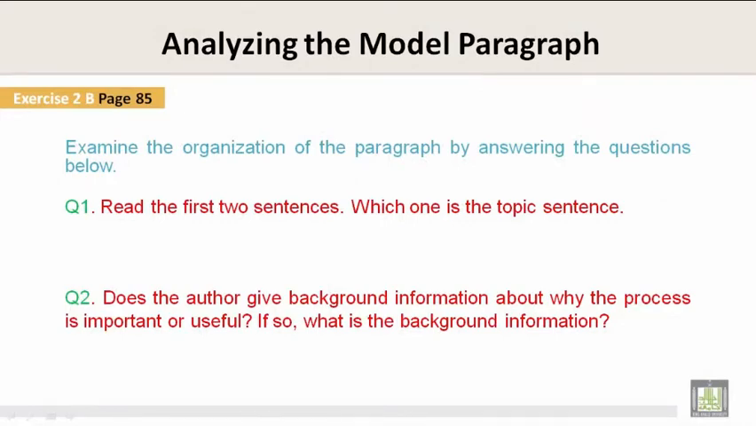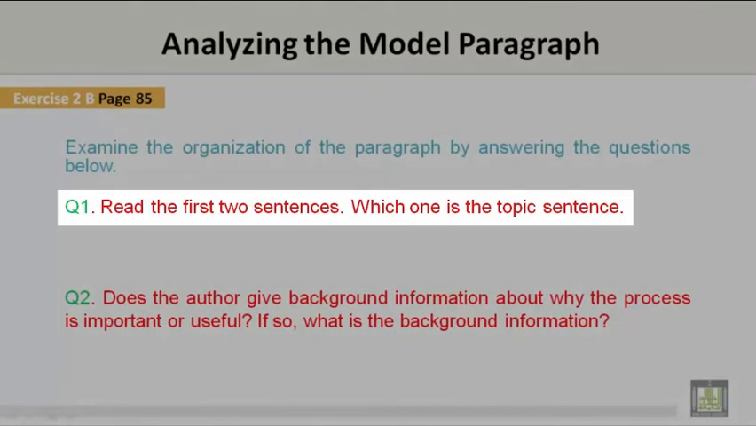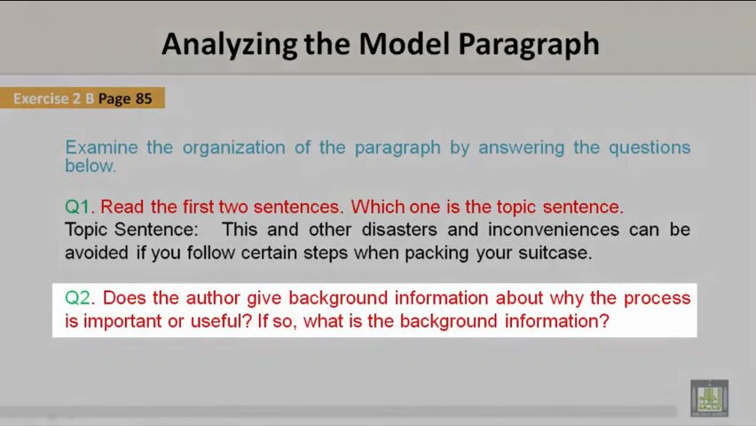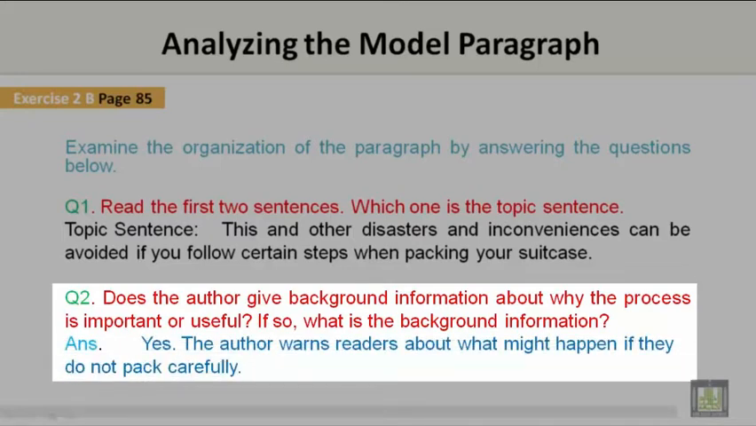Examine the organization of the paragraph by answering the questions below. Question 1. Read the first 2 sentences. Which one is the topic sentence? Topic sentence: This and other disasters and inconveniences can be avoided if you follow certain steps when packing your suitcase. Question 2. Does the author give background information about why the process is important or useful? If so, what is the background information? The answer is yes. The author warns readers about what might happen if they do not pack carefully.